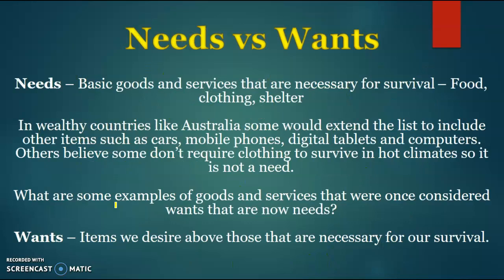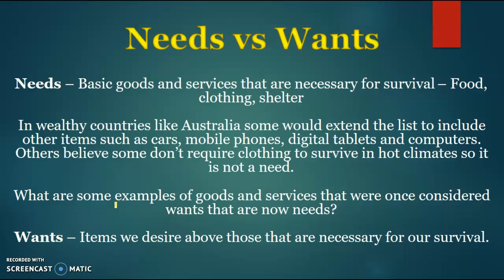So basically, as I said to you at the start, the idea of economics is to maximize our needs and wants. So we use our resources to maximize our needs and wants. What we mean by that is our needs are the things that are necessary for survival. So we're looking at things like food, clothing, shelter, all the things we need to survive. In wealthy countries, a lot of people would list things like mobile phones as a need because it allows you to generate an income and carry out your job, whereas that wouldn't necessarily be a need in a less developed country.